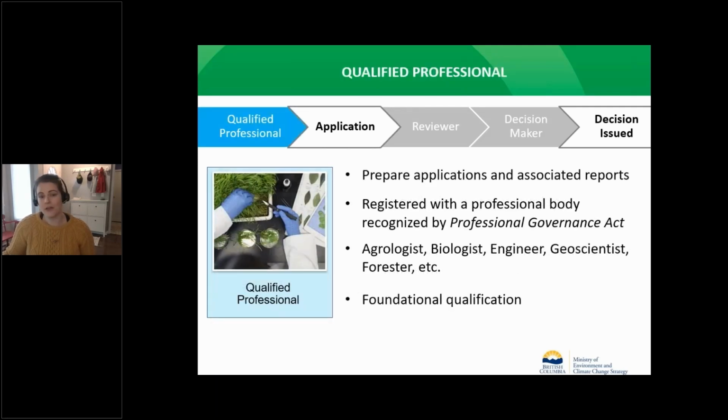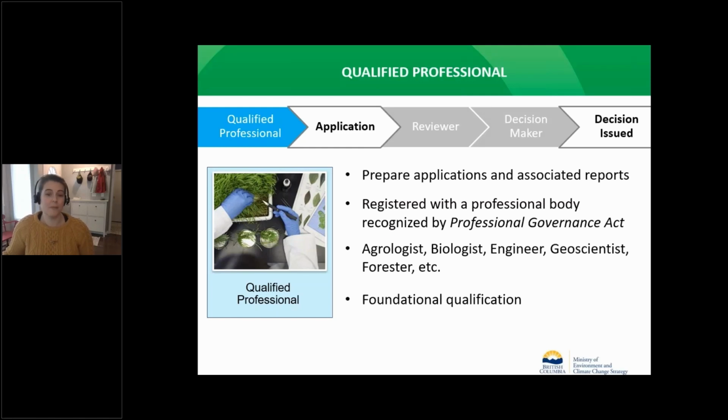As I said, the qualified professional will prepare an application and any associated reports on behalf of the responsible person. A qualified professional, also called a QP, is a registrant of a regulatory body under the Professional Governance Act, who may be reasonably relied upon to provide advice or services within their regulated practice. These individuals may be professional geoscientists, engineers, biologists, or other licensed professionals.